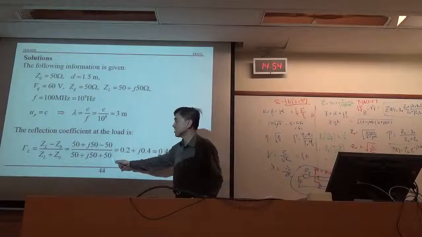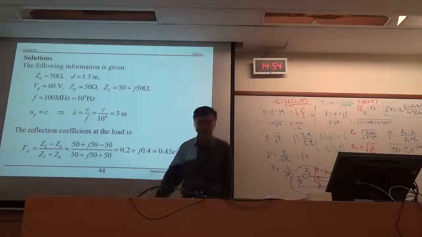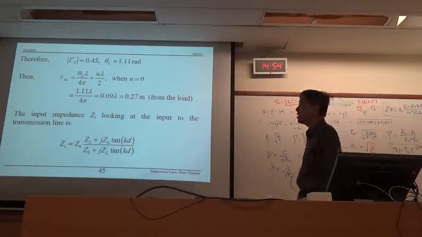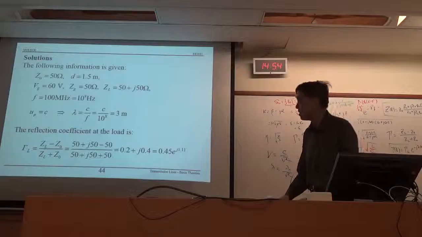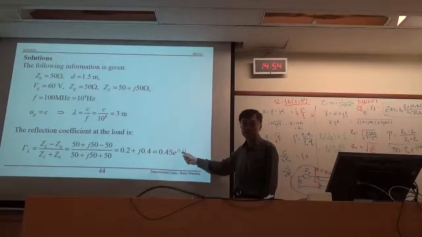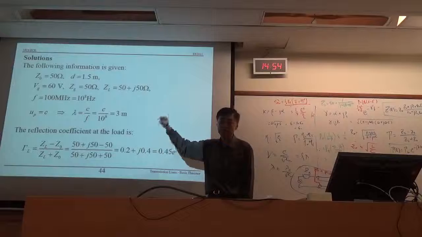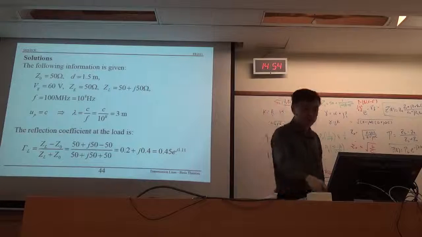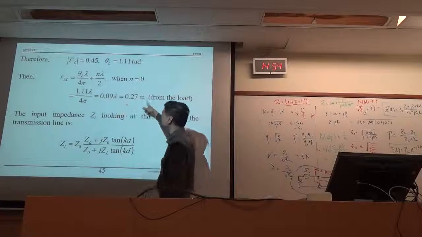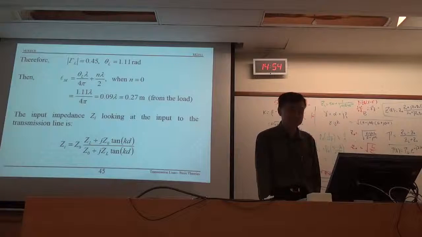The reflection coefficient at the load is very simple: ZL minus Z0 over ZL plus Z0, so 50 plus j50 minus 50, and so on. Now, once you get the reflection coefficient, you change it into magnitude and phase. Remember, you need the phase angle to substitute into the equations. So you get the phase angle, substitute into the equations, and then you get the maximum. So that one is easy.